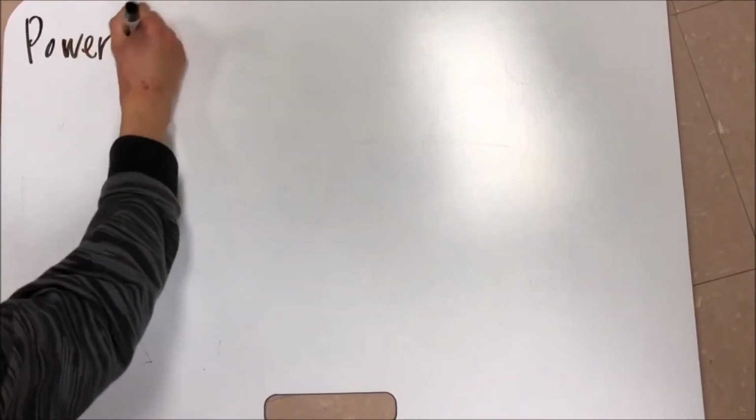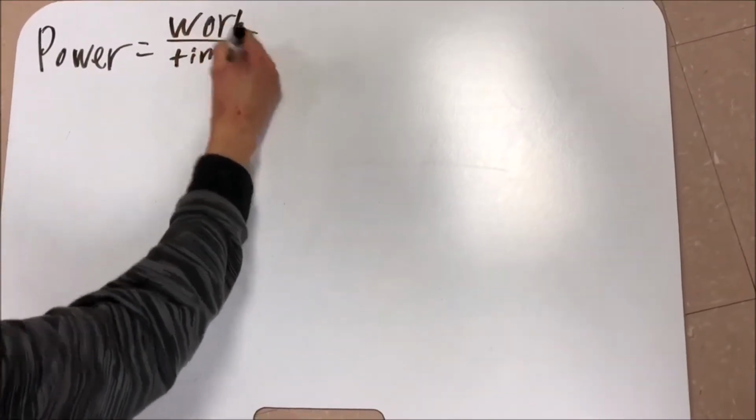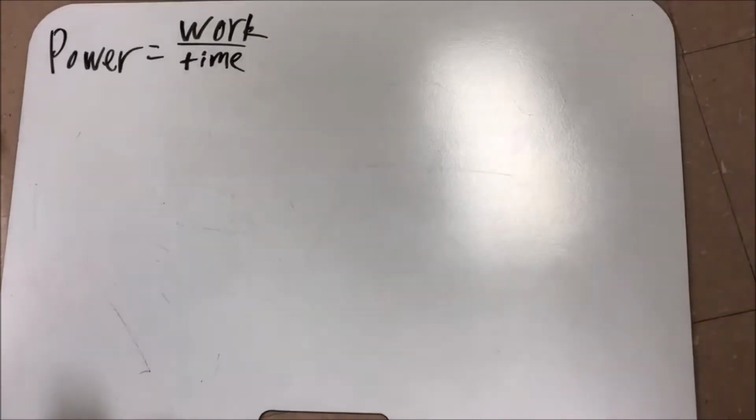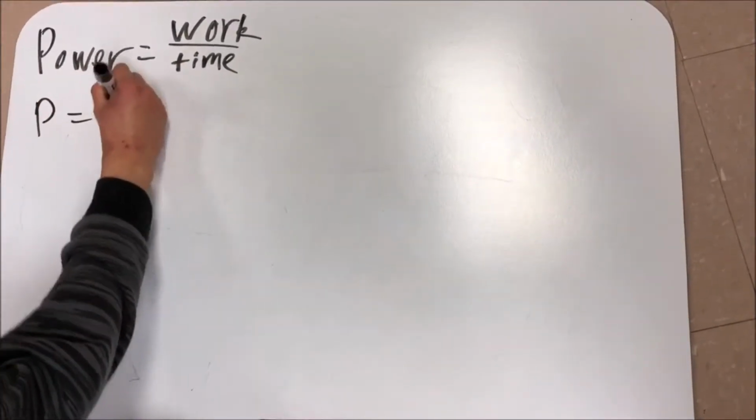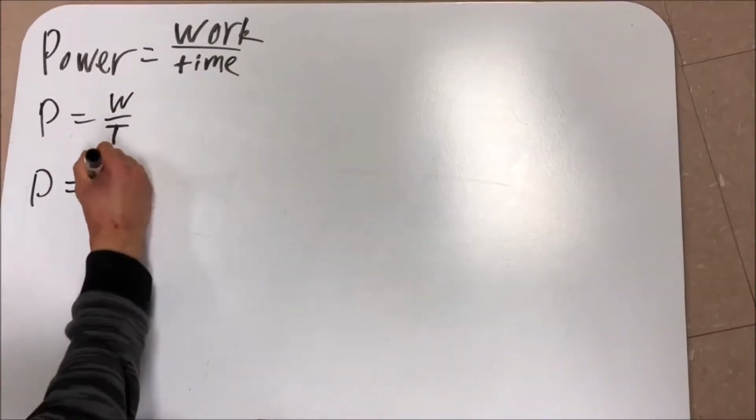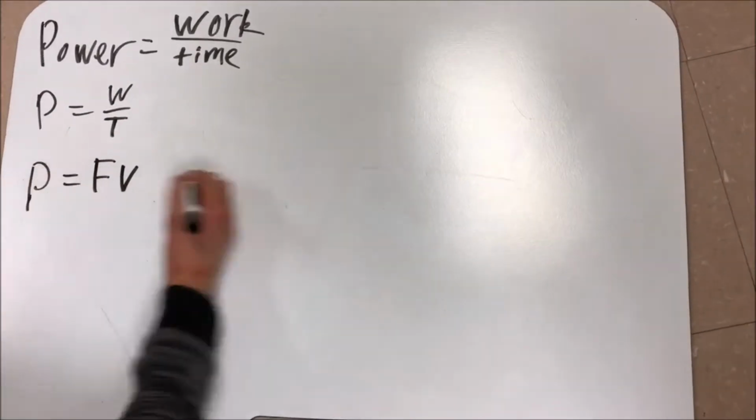Power is defined as the amount of work done per unit time. For instance, if 100 joules of work were done on an object to lift it in 4 seconds, the power would be 25 joules per second.